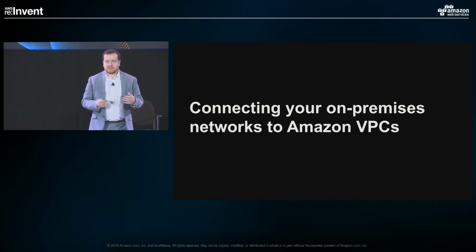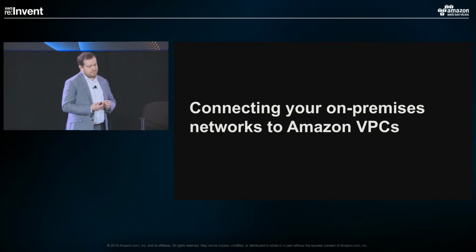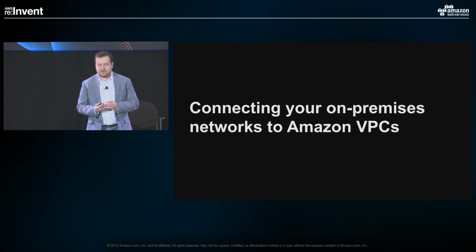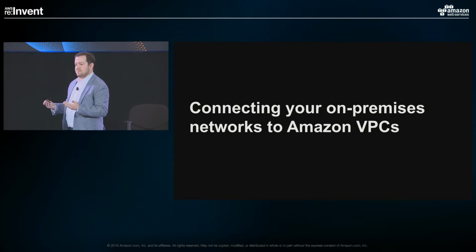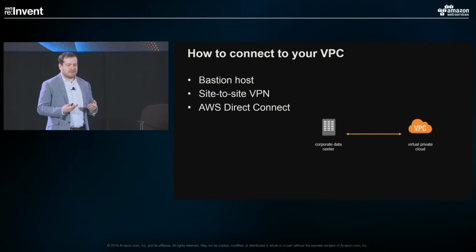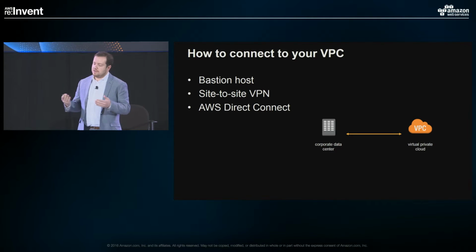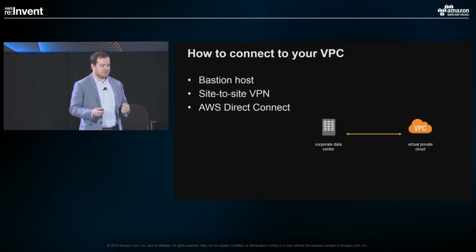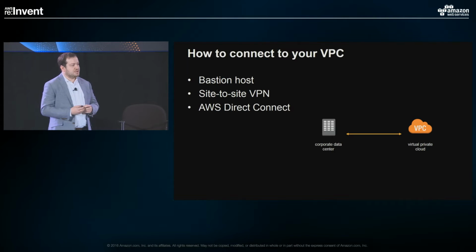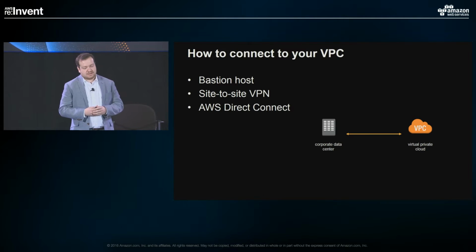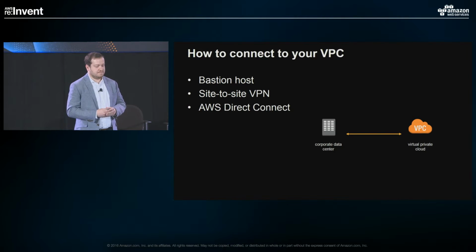So first, I'm going to talk about some AWS-specific methods for connecting to your VPCs. How do you connect your on-premise networks to your VPCs? There's basically 3 ways to do this. You can do it through a bastion host, through a site-to-site VPN connection, and through AWS Direct Connect. So let's talk about the trade-offs between these 3 methods.